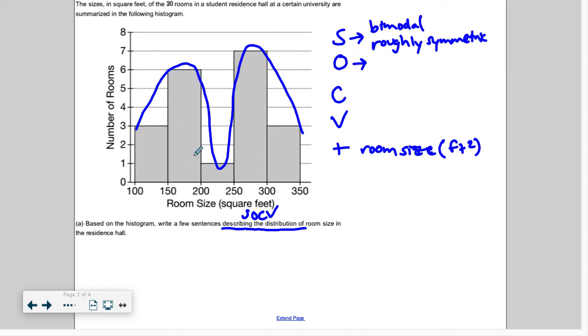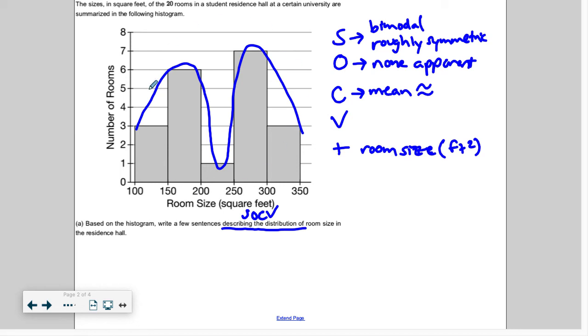As far as outliers, I don't see anything I would consider an outlier, so I'm just going to say none apparent. No apparent outliers. For center, all right, well, since it is a symmetric histogram, I want to use the mean. And I can't exactly figure it out because I don't have the data, so I know I need to say it's around or it's approximately, so I'm going to put that little symbol so I can remember that.